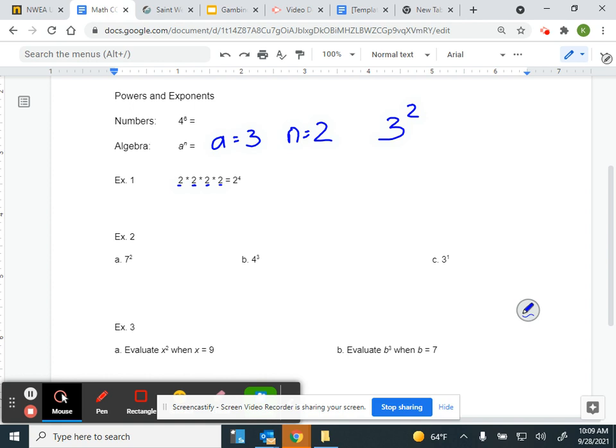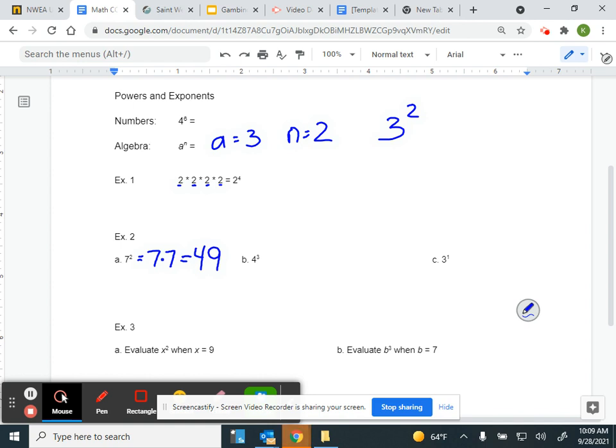So here, if it's 7 squared, what would our answer be? What would 7 squared equal? What do you think, Maya? 49. How did you get 49? 7 times 7. Yeah, 7 squared would be 7 times 7. So there's 2 7's that we're multiplying. And if we know our math facts, we know that 7 times 7 equals 49.